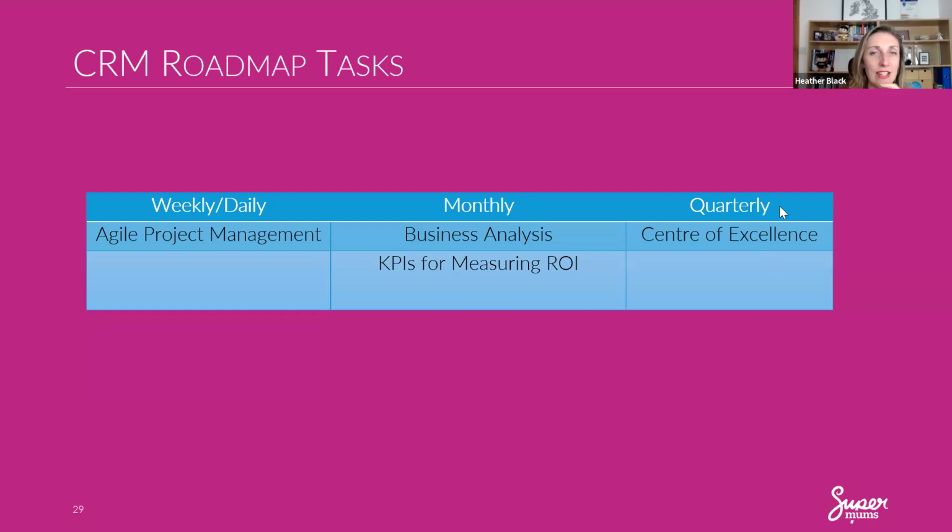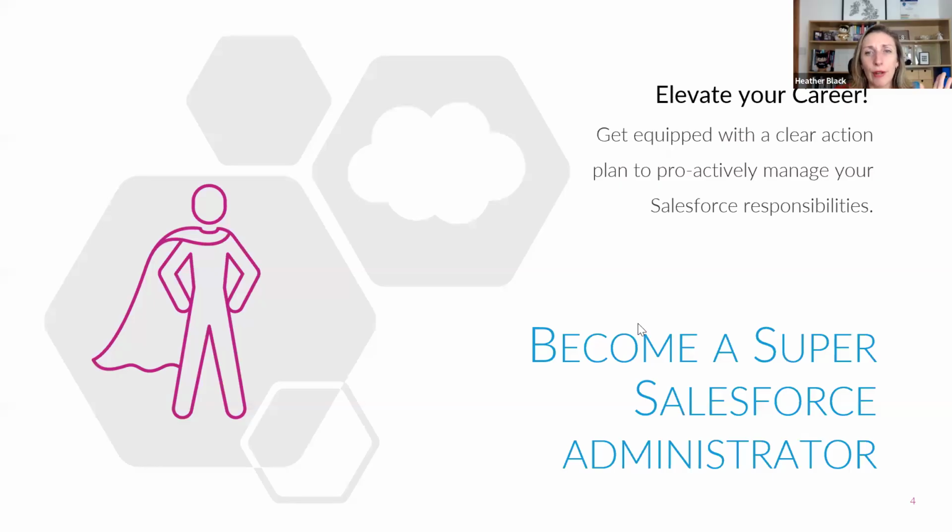And then on a quarterly basis, you have your Centre of Excellence meetings, you check in. They might be more regular than that if you're doing a lot of development work, but all of these things are really important. So overall, that is the 25 tasks. As I say, in the book, we go into everything in more detail on those chapters.